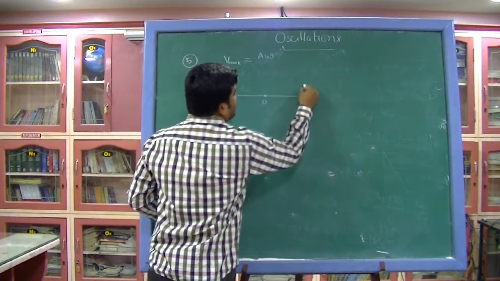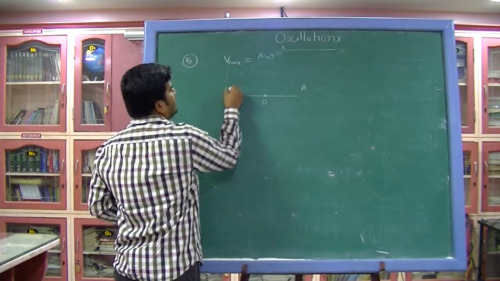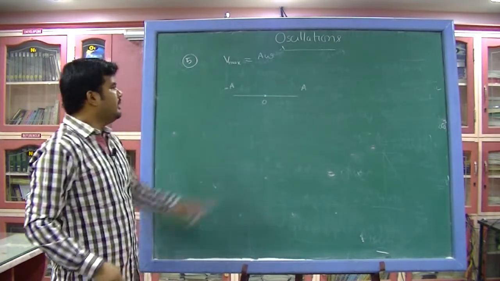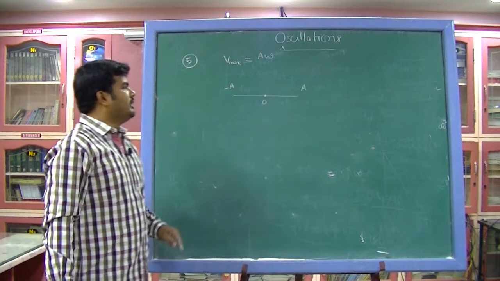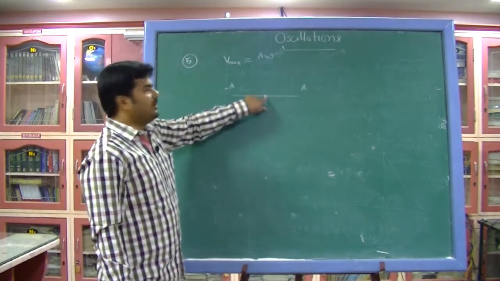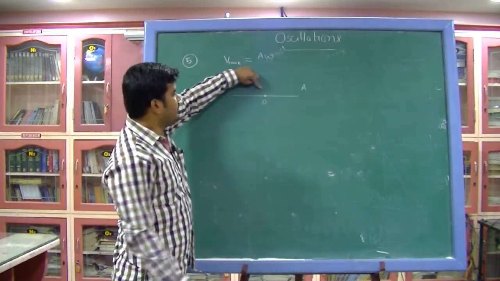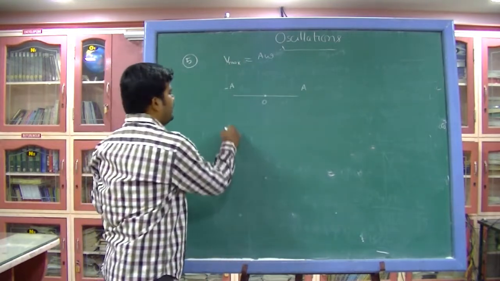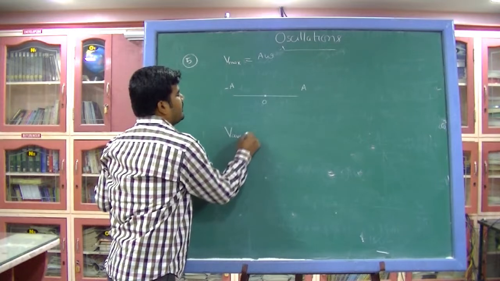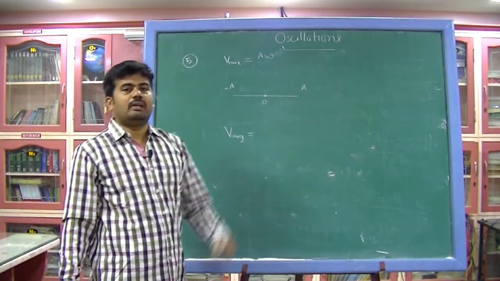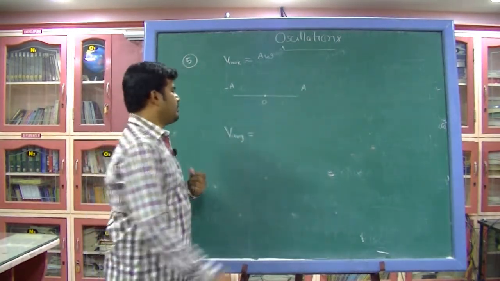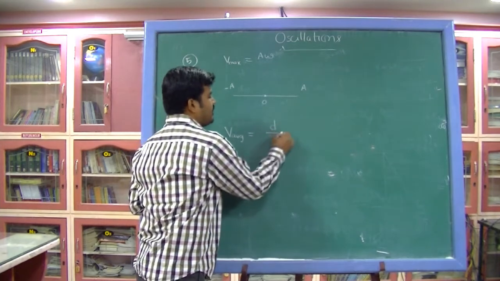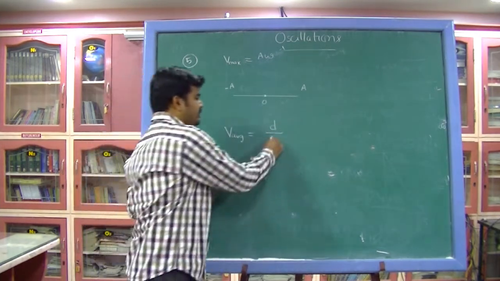Say this is the extreme position, and on this side another, left side extreme position, so I can write minus A. Now if I take the particle that is starting from mean position and count one oscillation, let us see how much distance it is covering, because average speed is equal to total distance divided by total time taken, say small d divided by total time taken t.